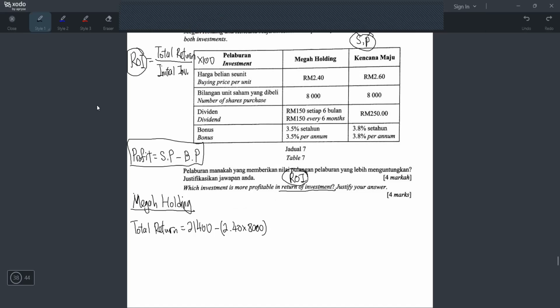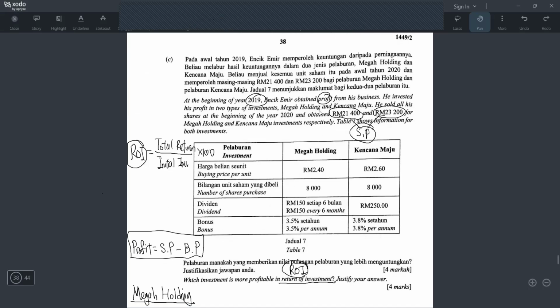So what do I have to do? Let's see. He sold all his shares at the beginning of the year. The table shows the information he invested in two companies at the beginning of 2019. At the beginning of 2019, he bought the shares, but at the beginning of 2020, he obtained the selling price. It means 1 year.